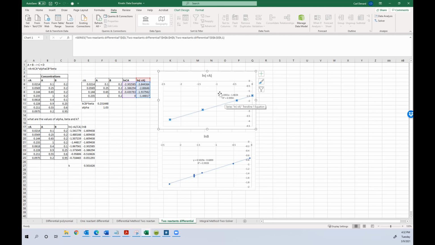And it gives you an alpha of 1. So this is a first order reaction. And the K prime, which we don't actually need, I believe. So you can just get the alpha of 1. I don't think you need the K prime.